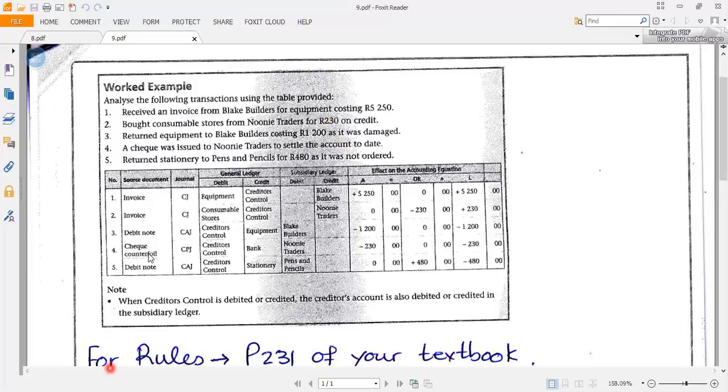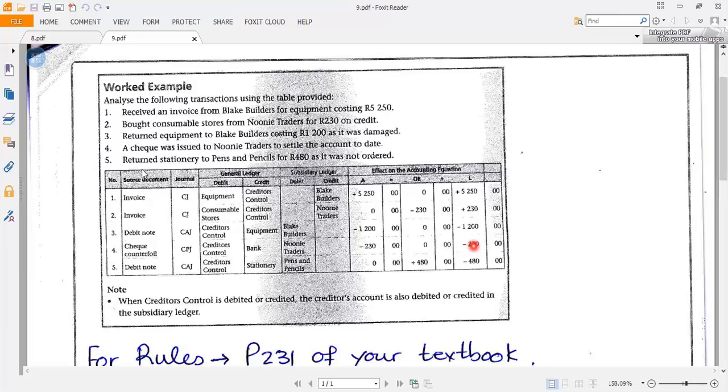So it's check counterfoil, CPJ. You are going to debit creditors control and you credit bank. Remember, money is leaving our business, leaving our bank account, so it's going to minus 230. And our creditors control account is now decreasing by 230 as well. Can you see it? Which means we are owing 230 Rand less to our creditors.